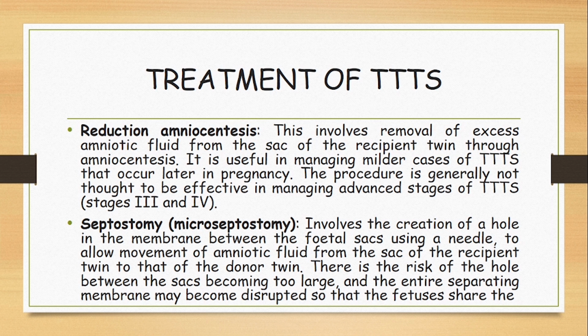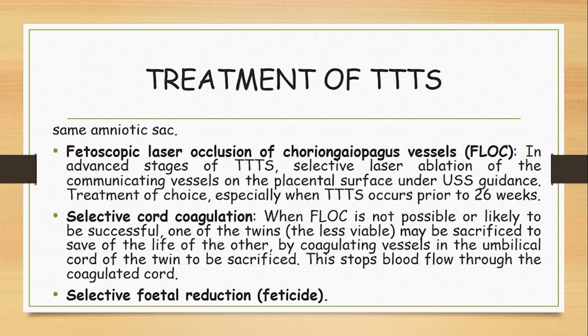Another form of treatment is called septostomy, or microseptostomy. This is a surgical procedure to create a hole in the membrane between the fetal sacs using a needle, to allow movement of amniotic fluid from the sac of the recipient twin to that of the donor twin. There is a risk of the hole between the sacs becoming too large and the entire separating membrane may be disrupted so that the fetuses share the same amniotic sac.